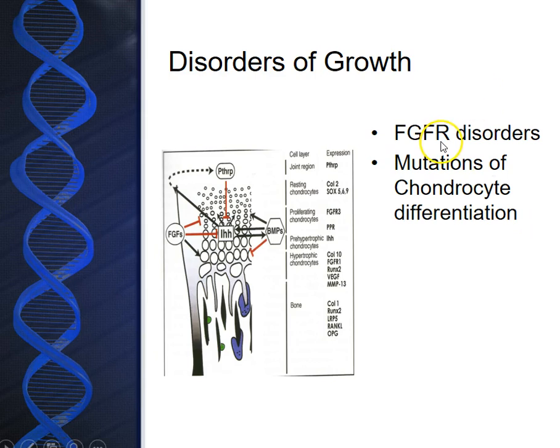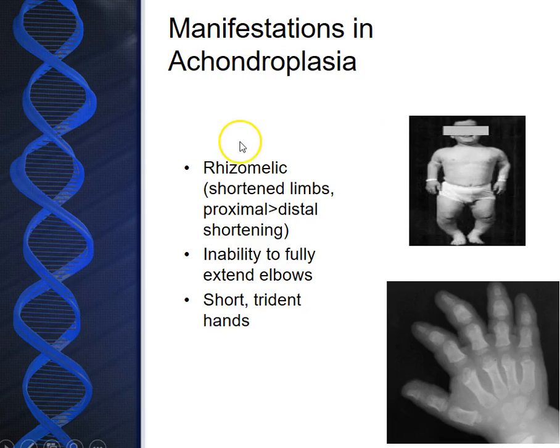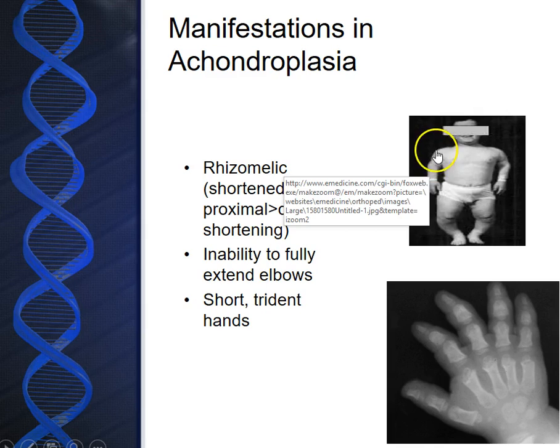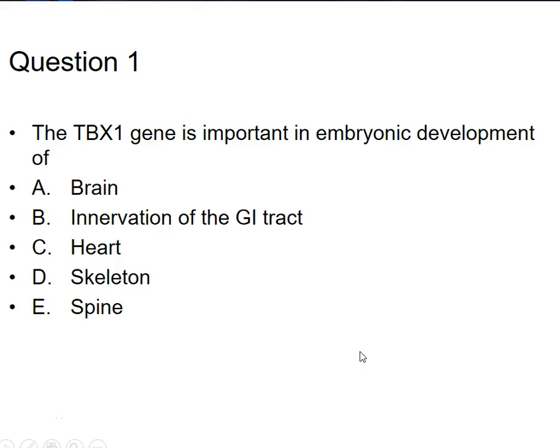The fibroblast growth factor receptor 3 is responsible for chondrocyte differentiation and proliferation. The ends of the bones are where growth is. So if growth is not occurring at the ends of the bones, you get rhizomelic shortening of the bones. In achondroplasia, we have rhizomelia, which is shortening here. The elbows don't usually fully extend, and there's a short hand held in a trident configuration.